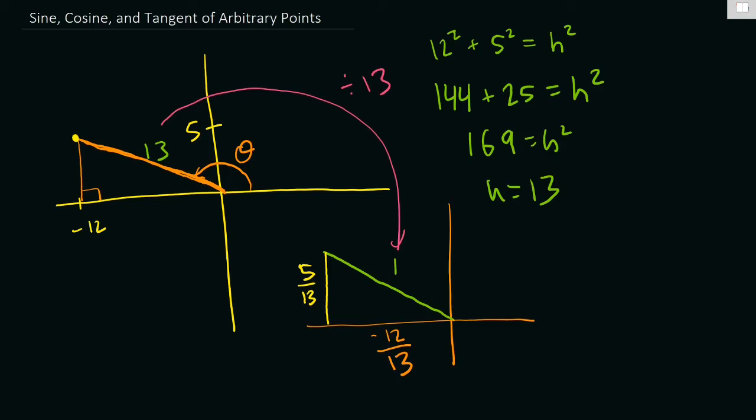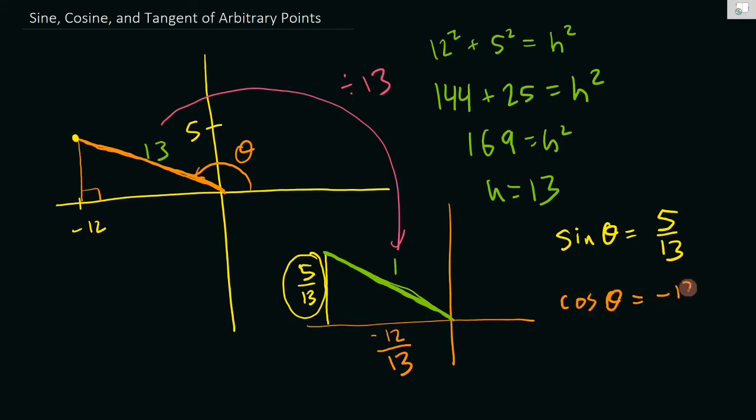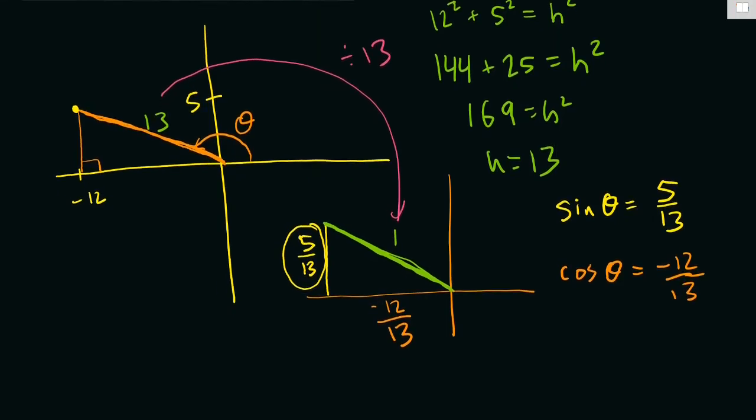And this is really nice because sine is the height of a unit triangle, right? A triangle with radius 1 on the unit circle. So this tells us that sine of theta is 5/13. Cos of theta is negative 12/13. And I guess tangent, we didn't actually need to do anything.